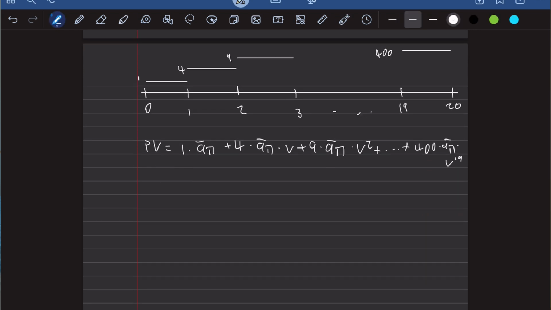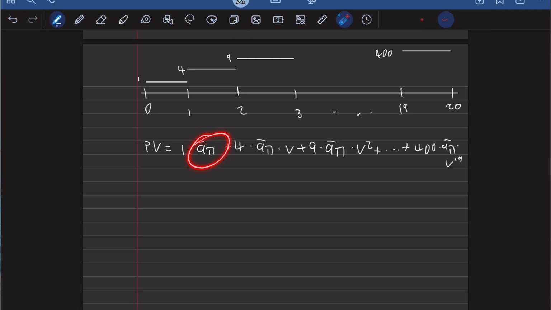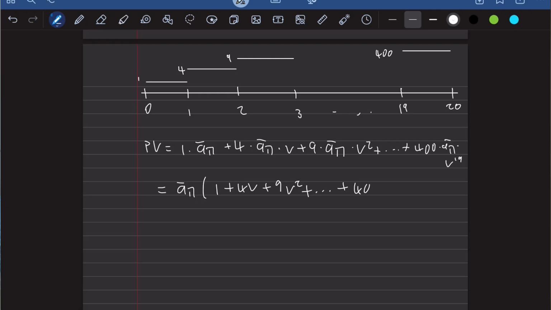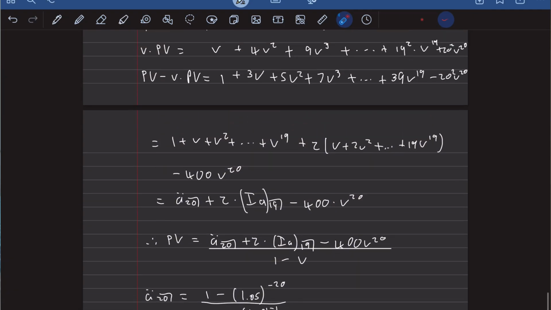Perfect. So now I can see that there's a common thing, which is this annuity, so I can factor that out. Continuous annuity for 1 year. Then we're going to get 1 plus 4v plus 9v squared plus 400 v to the 19. Okay, and this might look quite familiar. So let's have a look. Where have we seen this before?